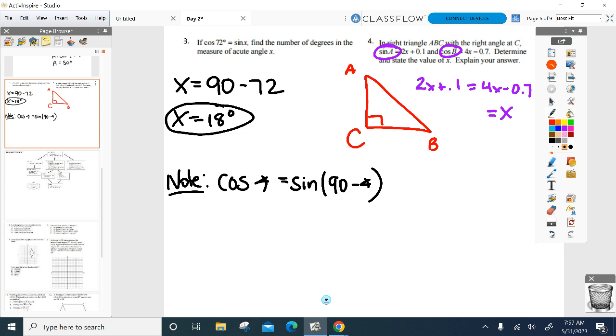And we should get 0.4 for x. Questions? All right, so there's topic 1 today, which was sine, cosine, tangent.